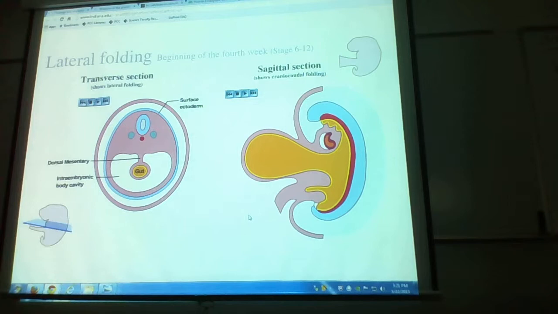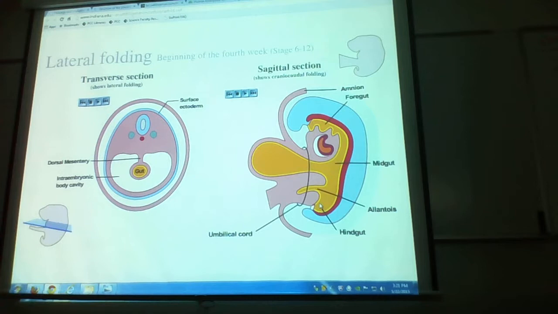Now I have a gut tube in the middle of me that comes out under my brain and into my heart, right? Just by folding my pancake and over it. So, what your body's really doing is both of these at the same time. So, with your left eye, watch this one, and with your right eye, watch this one.